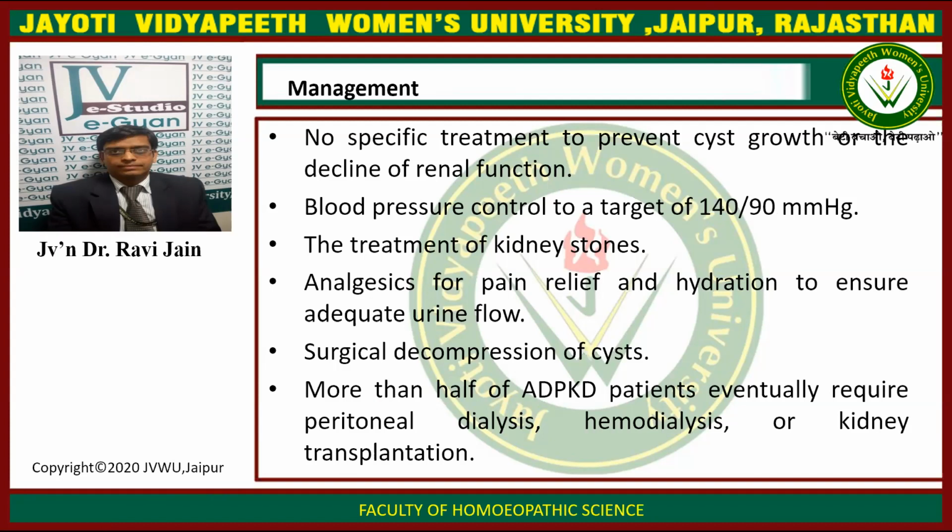We have to ensure that the urine flow is adequate, otherwise the patient will go into end-stage renal failure. Surgical decompression of the cyst can be done, but this has a very limited role in the cases of multiple cysts. More than half of the ADPKD patients eventually require peritoneal dialysis because the kidneys are not functioning properly. Hence, sooner or later they have to be switched to peritoneal dialysis, hemodialysis, or kidney transplantation has to be done because of the reduced kidney functioning.